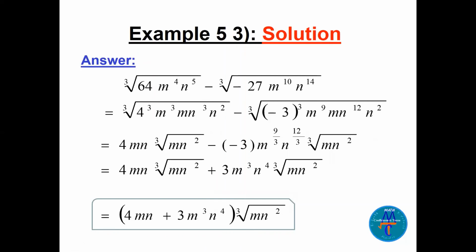This is number 3, same idea, you can read it. See the answer here, the same cube root of mn squared, take it as common factor, because we cannot add these two. 4mn plus 3m to the power 3 n to the power 4, these are unlike terms, so we cannot add them. We just leave it like this, all in the bracket, times the cube root of mn squared.